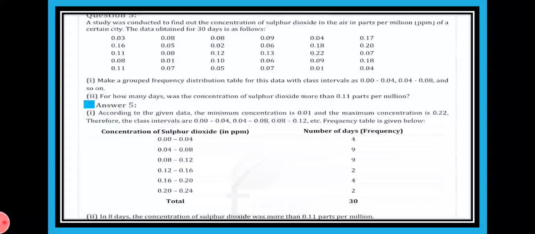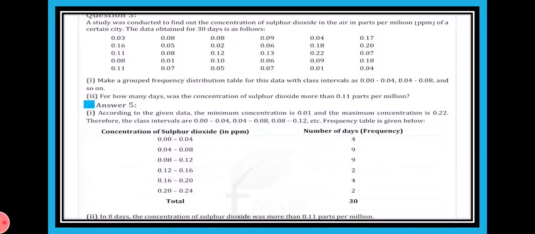Next, question number 5. A study was conducted to find out the concentration of sulfur dioxide in the air in parts per million, in short written as ppm, of a certain city. The data obtained for 30 days is as follows. First, make a grouped frequency distribution table for this data with class intervals 0.00 to 0.04, then 0.04 to 0.08 and so on. Second, for how many days was the concentration of sulfur dioxide more than 0.11 parts per million?